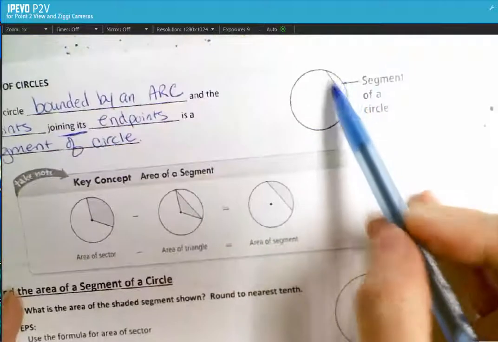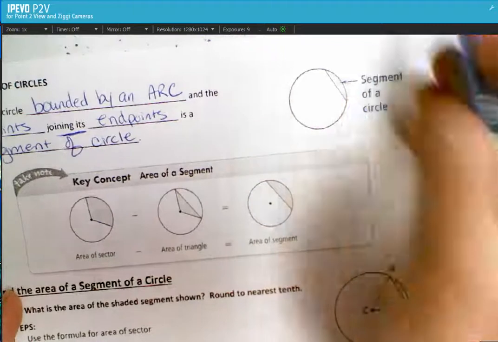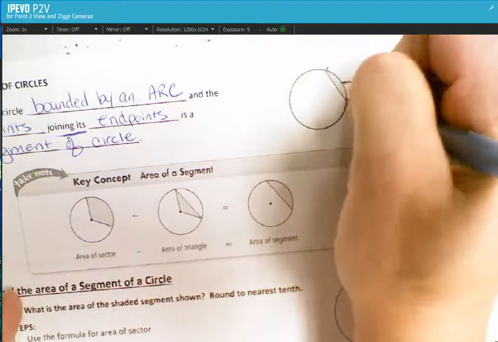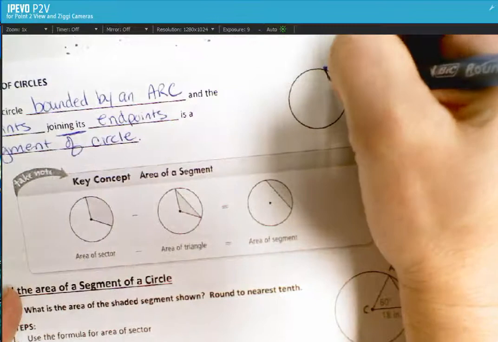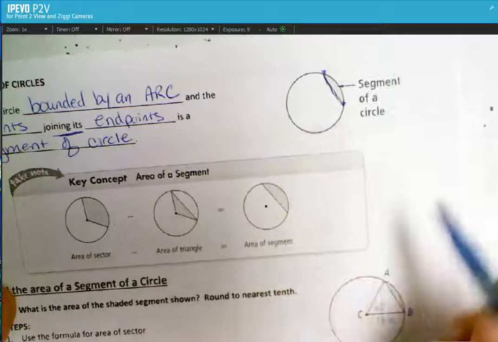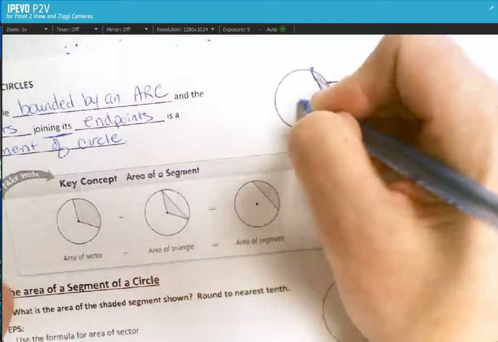So let's look at the segment. I have a part of a circle that's bounded by an arc and the segment joining the arc's endpoints. So if I join the endpoints inside my circle, I end up with a segment of the circle out here. And these are my endpoints and my center here.